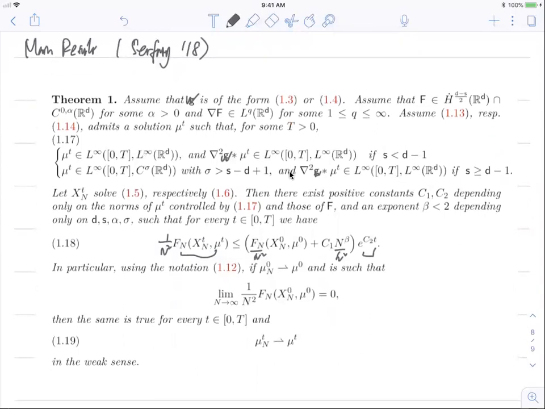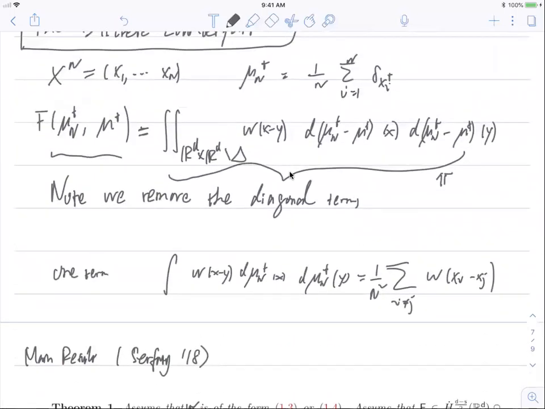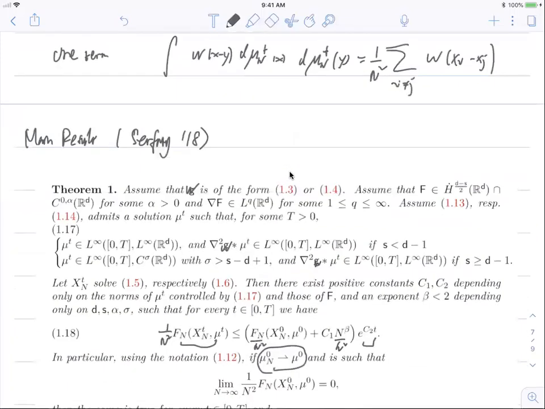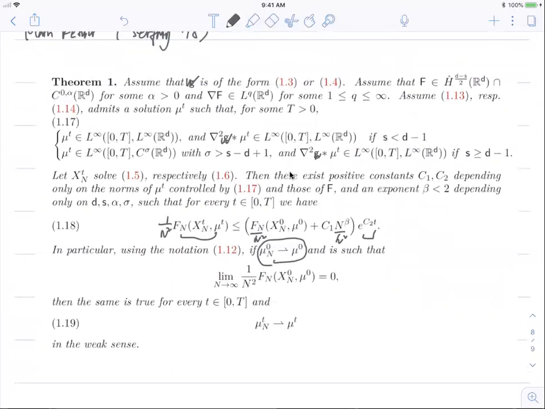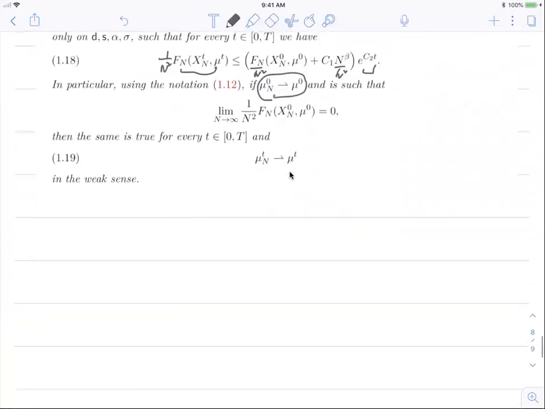So if initially you choose the empirical measure to converge, normalized such that the quantity we define here converges to 0 initially, then their main result says you can propagate this quantity and have the same thing for t from 0 to capital T, for all time up to capital T, and then you can get the propagation of chaos, right? The exercise you can check, and also find in During's paper, is the following.